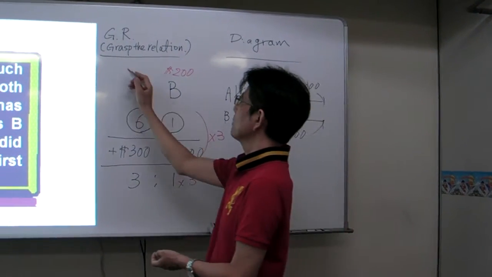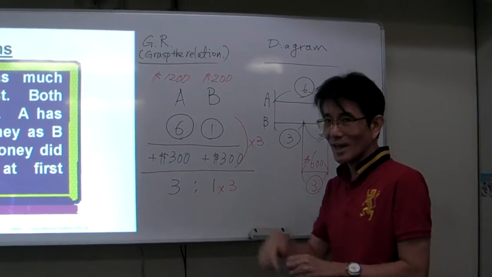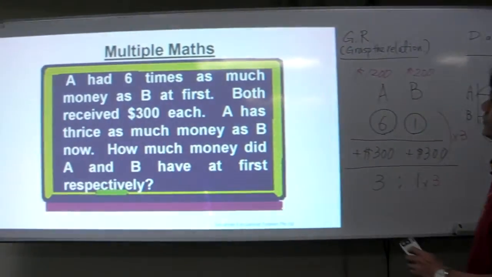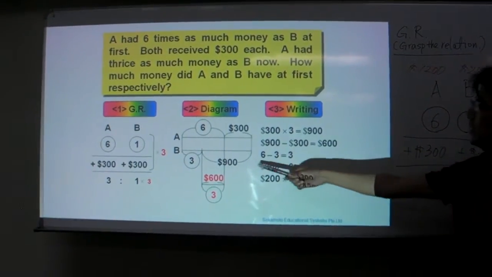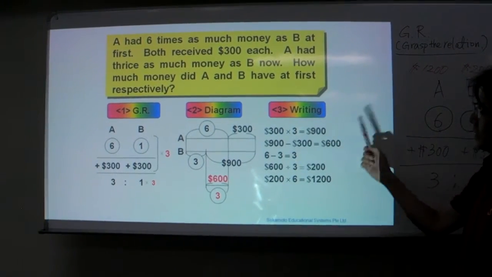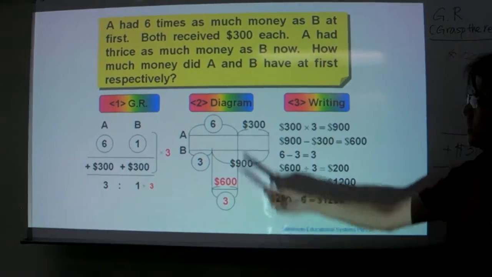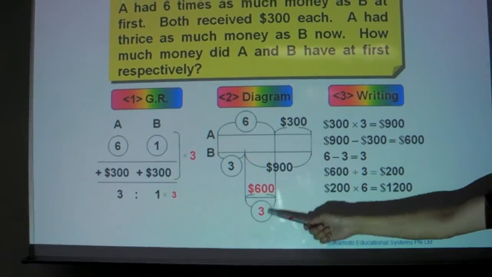A has 6 times B, $1,200. Now we have the answer. Okay, the same stage 3 is the writing part. Let's make a numerical sentence. This $900 came from 3 times 300. This $600 you got by subtraction. 6 circles minus 3 circles gives you 3 circles. So just divide by 3.